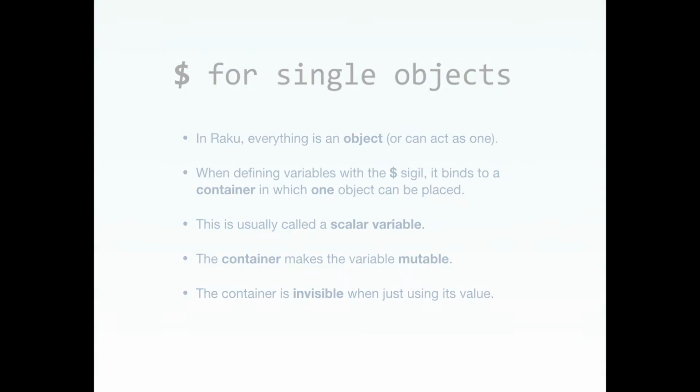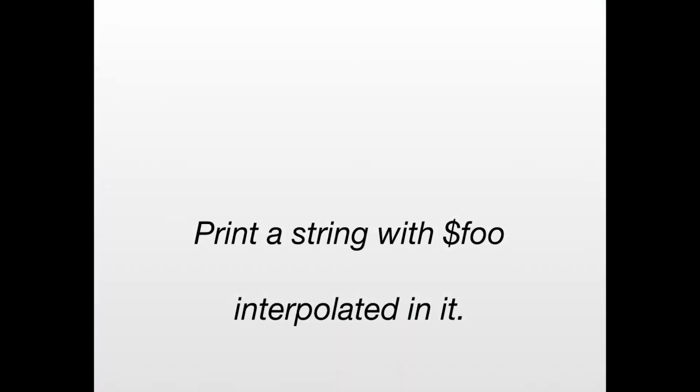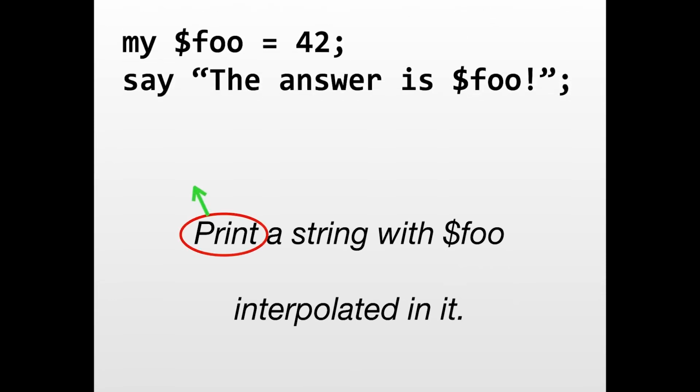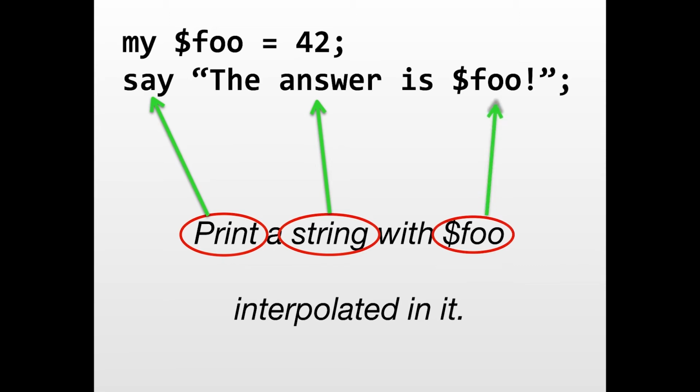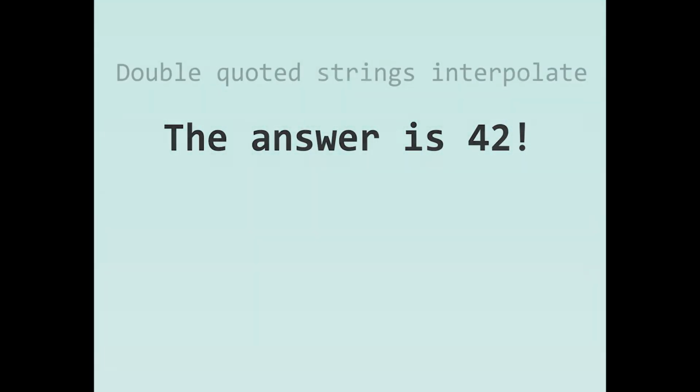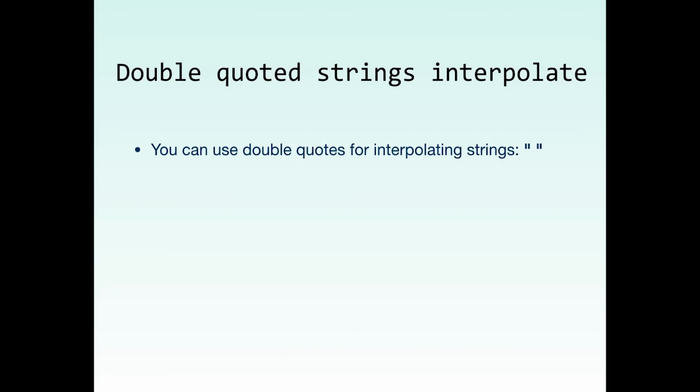So what if we want to print a string with $foo interpolated in it? Well, we print using say. We have a string between double quotes, and we just interpolate $foo in it. And what is the output of this? The answer is 42. So double quoted strings in Raku interpolate.